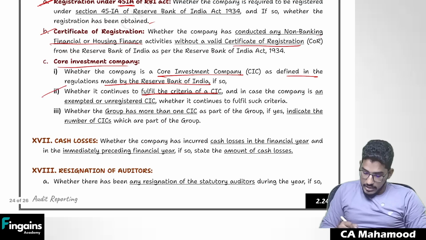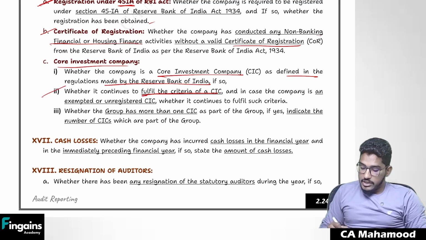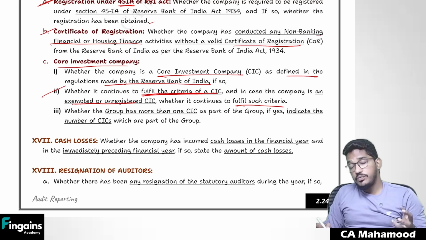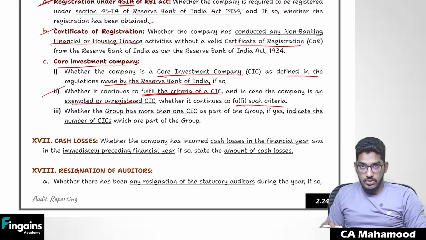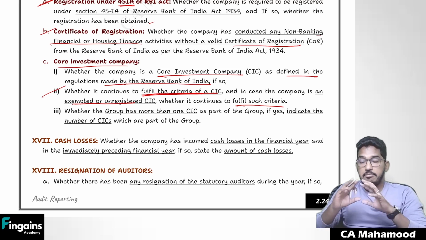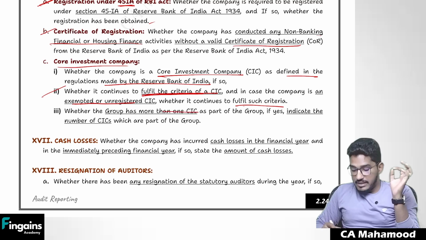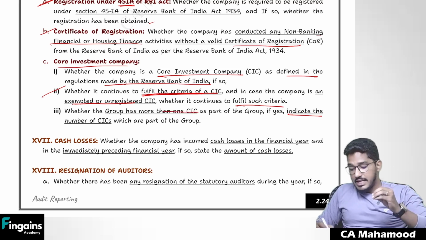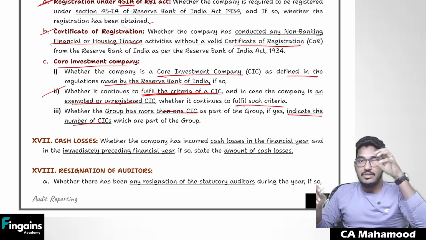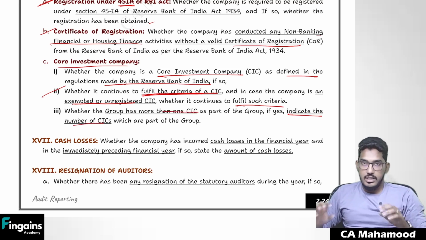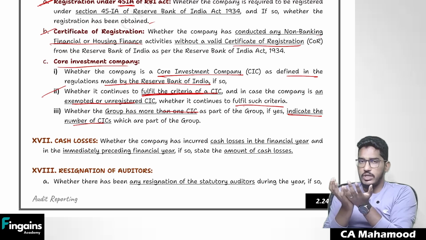Clear? So if you read it slowly here, whether it continues to fulfill the criteria of a CIC, and in case the company is an exempted or unregistered CIC, whether it continues to fulfill such additional criteria also or not. And also I need to comment if my client company is a group of companies. In that entire group, is there only one CIC? If there is more than one CIC, indicate how many CICs there are as part of the group. As part of the entire client group, if there is only one CIC, well and good.